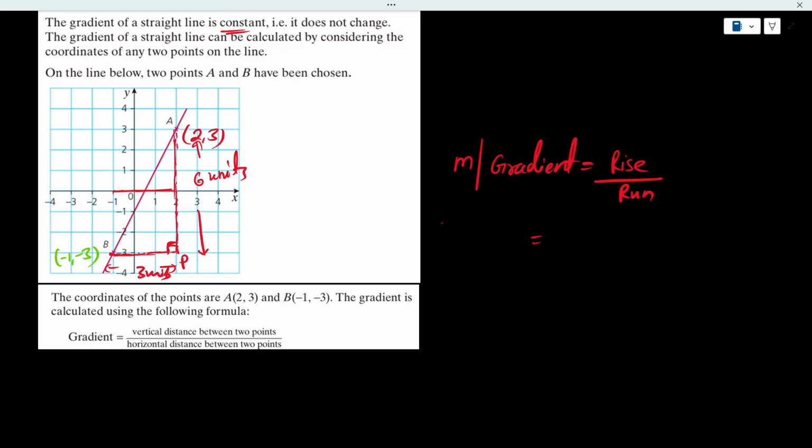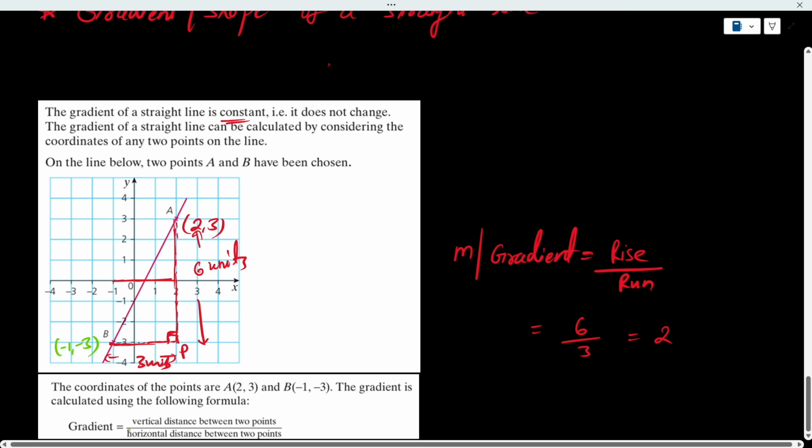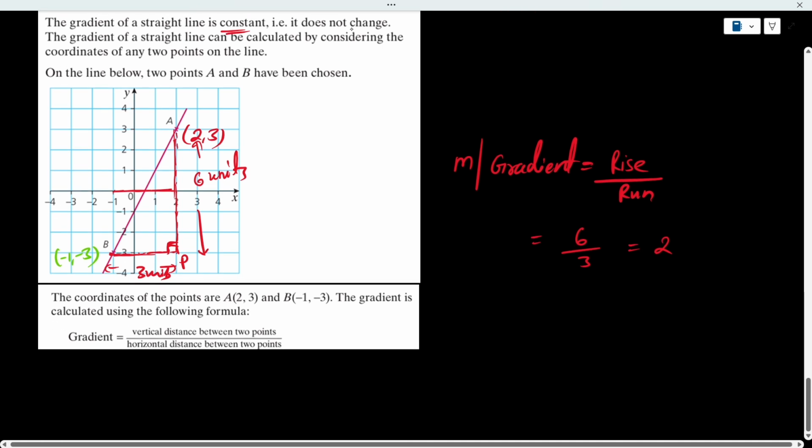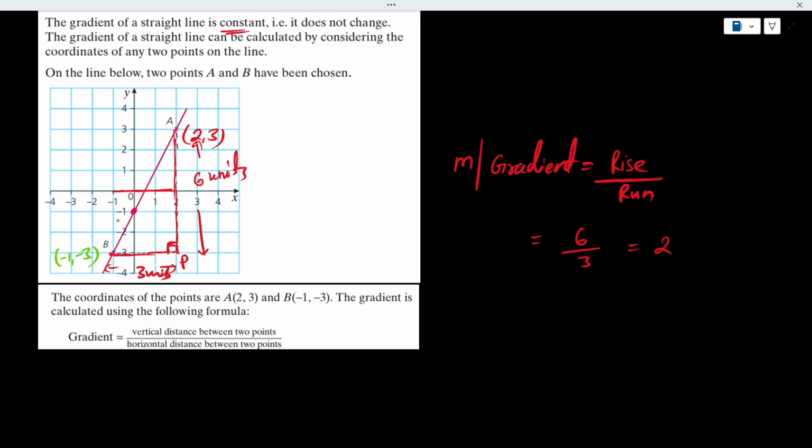So how much is the rise? 6 units. And how much is the run? It is 3 units. So your gradient or slope is 2. Now I said here in the statement the gradient is always constant. How can you check the gradient is constant? If I take any other point here C and here point D.